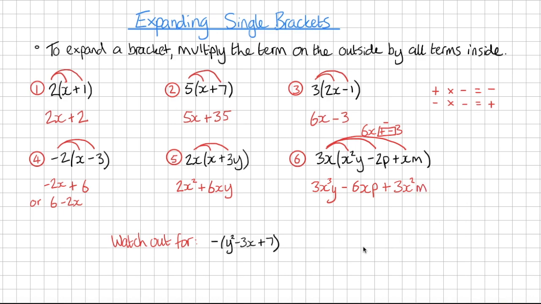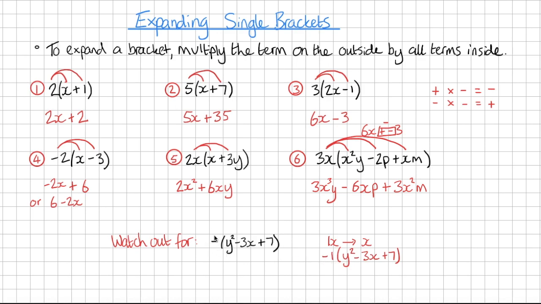Okay, and then underneath here I've put watch out for this. Sometimes you will have a negative sign in front of a bracket. If you remember in algebra, we also never write the number 1 in front of a term. So for example, we never write 1x, we just write x. It's the same when we're multiplying something by negative 1. This means negative 1 multiplied by y squared minus 3x plus 7. But they have not written the 1, okay?